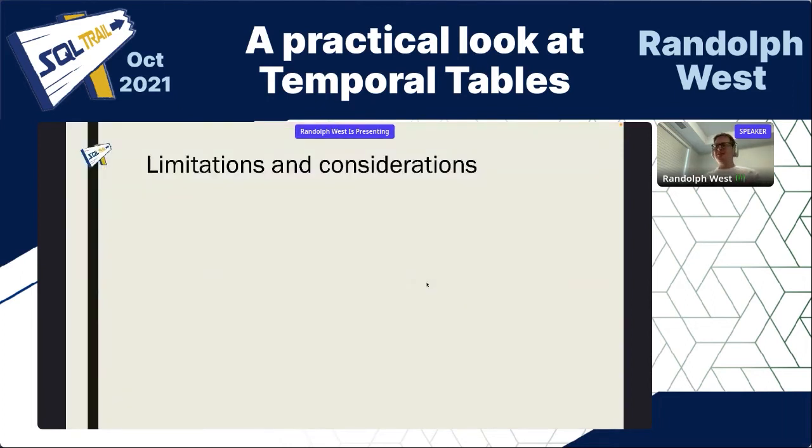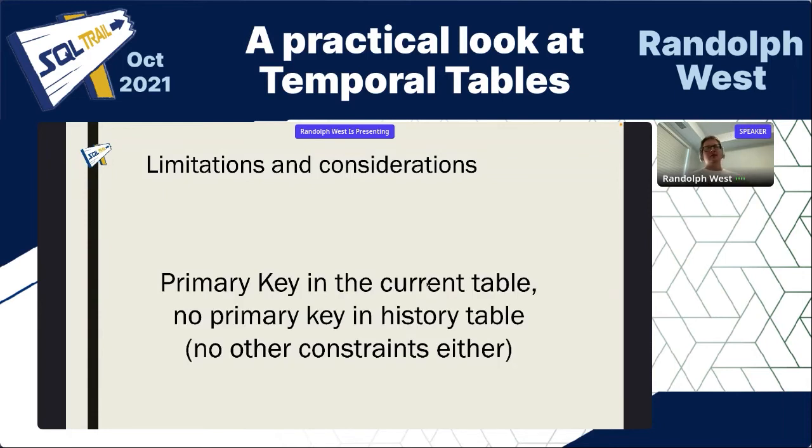What are some of the limitations and considerations of temporal tables? As I said, nothing is for free. So if you create a temporal table, you have to have a primary key in that current table. And that's because you need to be able to identify each row uniquely. There cannot be a primary key constraint in the history table for that reason, because if you're taking rows from a table that has the same primary key but different history, that's going to cause a conflict. So you cannot have a primary key constraint in the history table.